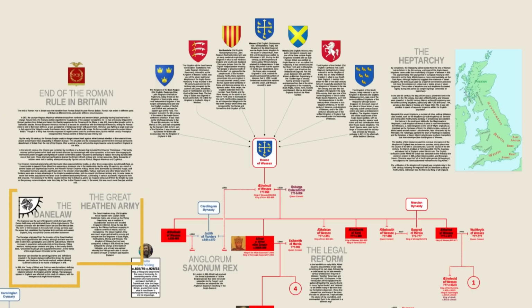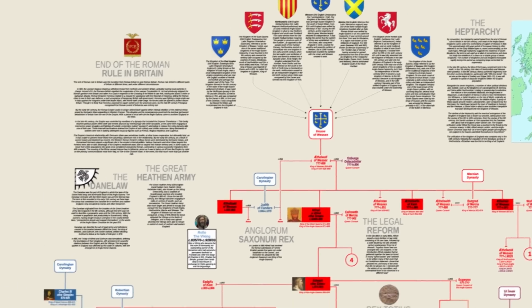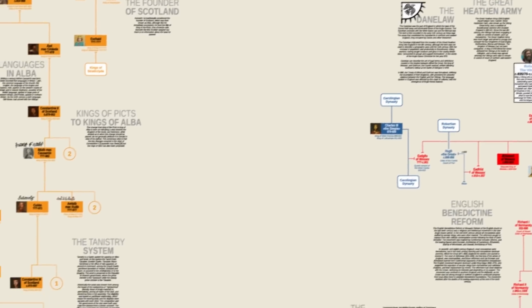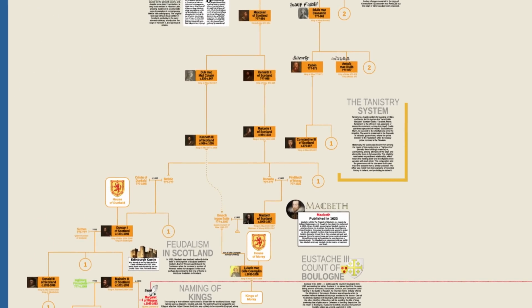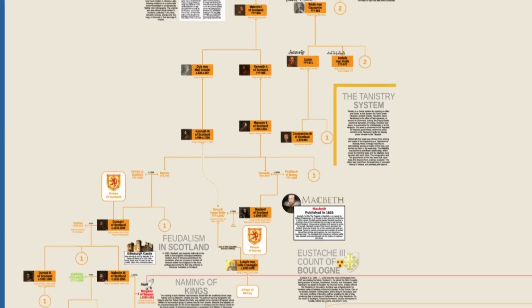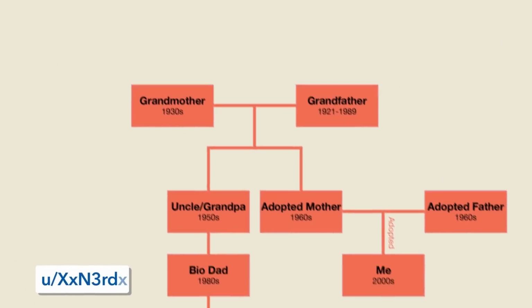I also like the use of the many coats of arms throughout, especially how the 7 Anglo-Saxon kingdoms are represented here at the top as then being united by the House of Wessex, which then starts off the tree that eventually leads to all the various kings of England. Of course, there's lots about Scotland as well, including a note about tanistry, which is a special type of succession that was used there.